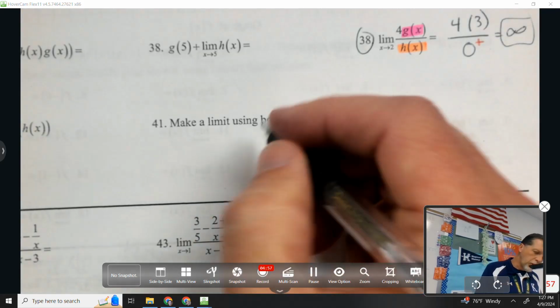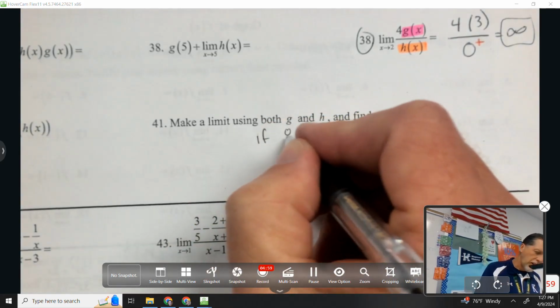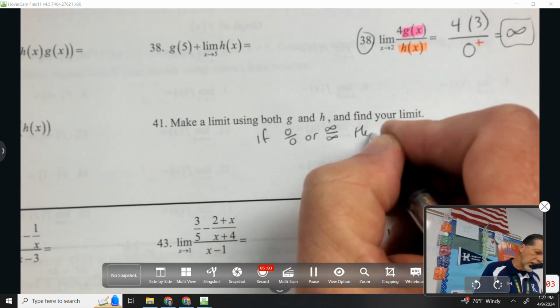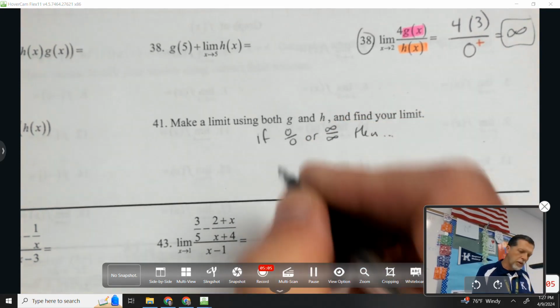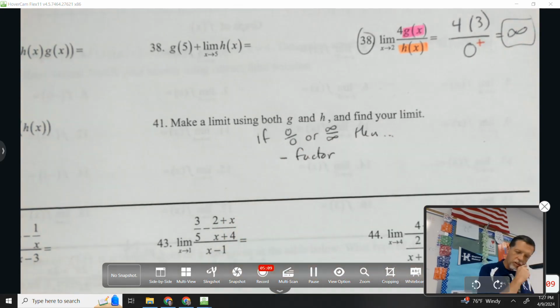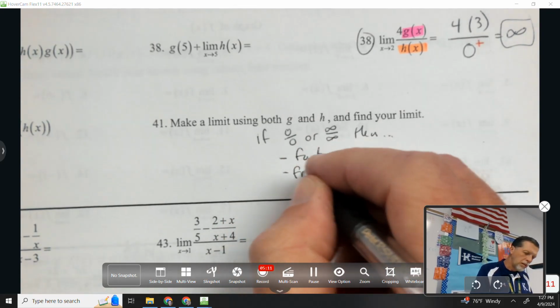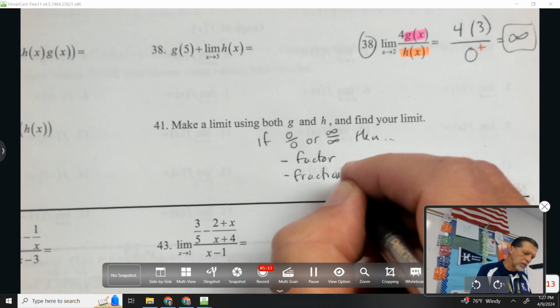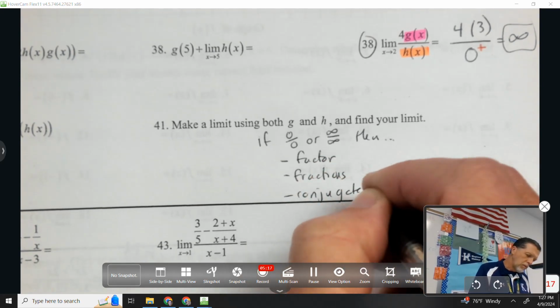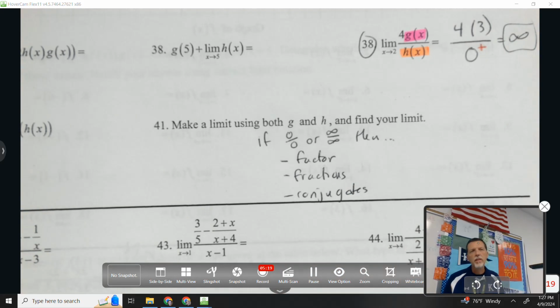Actually, before we do 42, let me just recap here. If we get 0 over 0, or infinity over infinity, then there's where we have our algebra tricks. We can factor, we did that already. We can mess with fractions, that's what we're about to do. Or we can deal with conjugates. We'll see some of those as well. So those are our 3 algebra tricks we have to keep in mind.